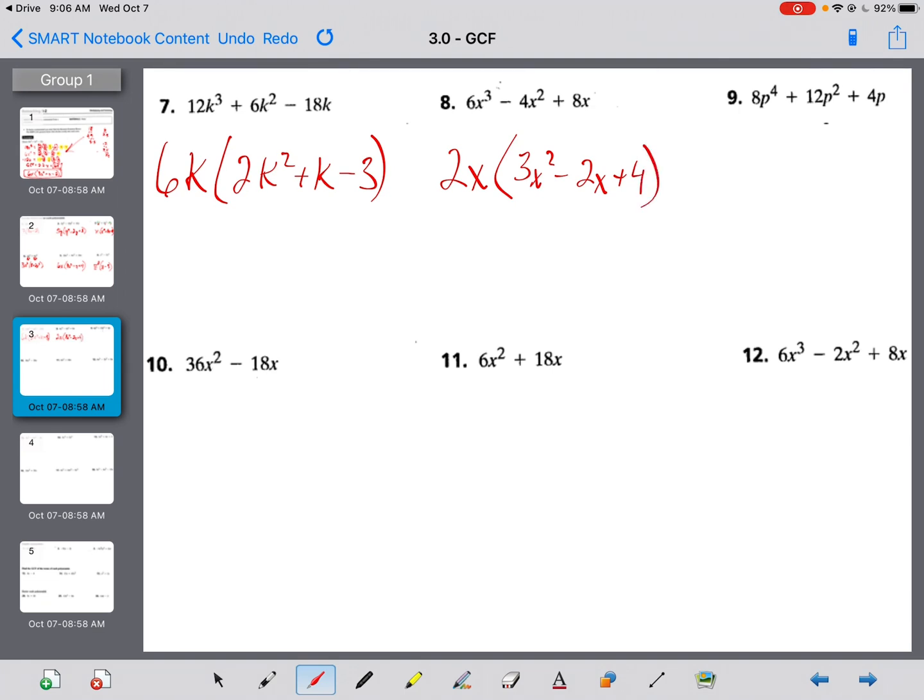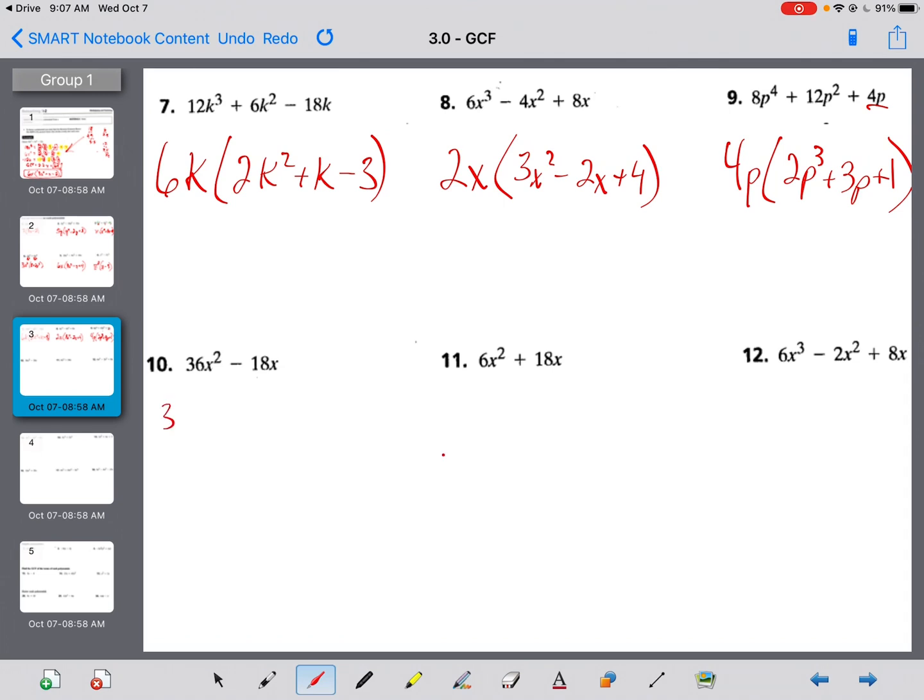Let's see, 4 goes into all of them, and they all have a p. So we've got 2p to the third plus 3p plus 1. If you take the whole thing away from it, it just is 1 left over, not 0. We're not subtracting, we're dividing. What goes into 18 goes into both of those.